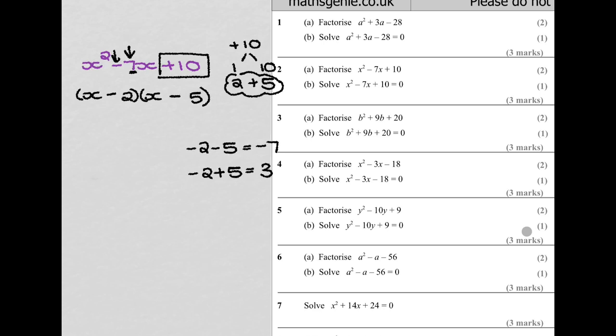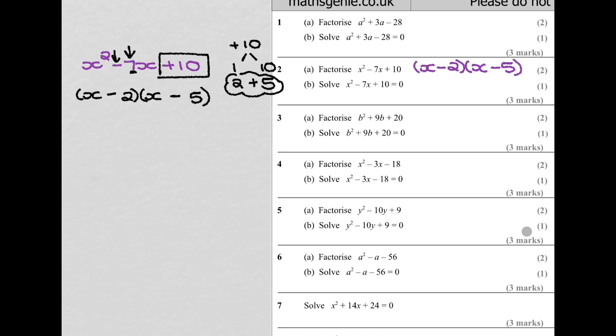So when the last sign is a plus, the brackets are the same. When the last sign is a minus, the brackets are different. So what I've got here is the answer to question 2a: x minus 2, x minus 5.